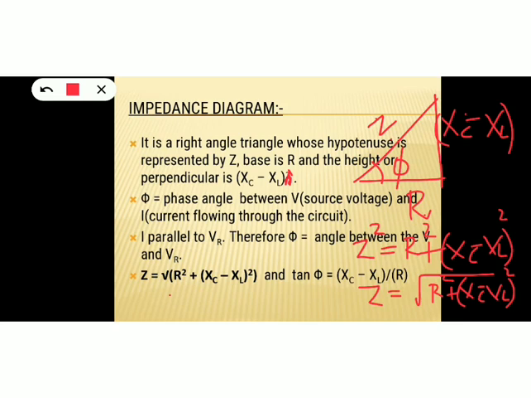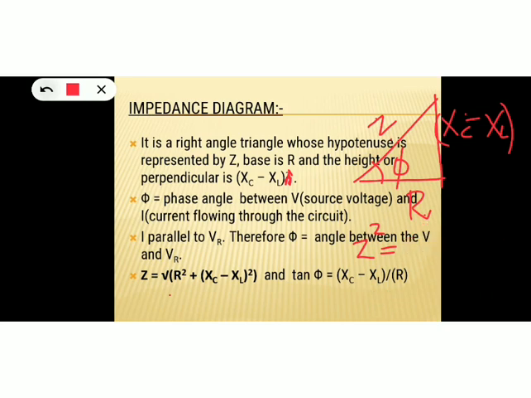And what is tan phi? From this figure, right angle triangle, tan phi is opposite side by adjacent side. So what is opposite side here? Opposite side is XC minus XL and adjacent side is R. So tan phi is XC minus XL divided by R. So both phase angle and the impedance are obtained from the impedance diagram. Now we can solve our problem.